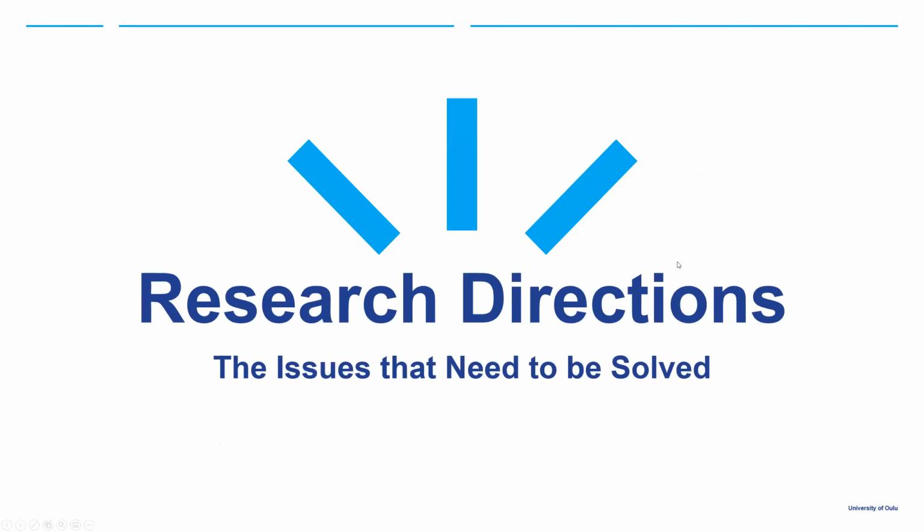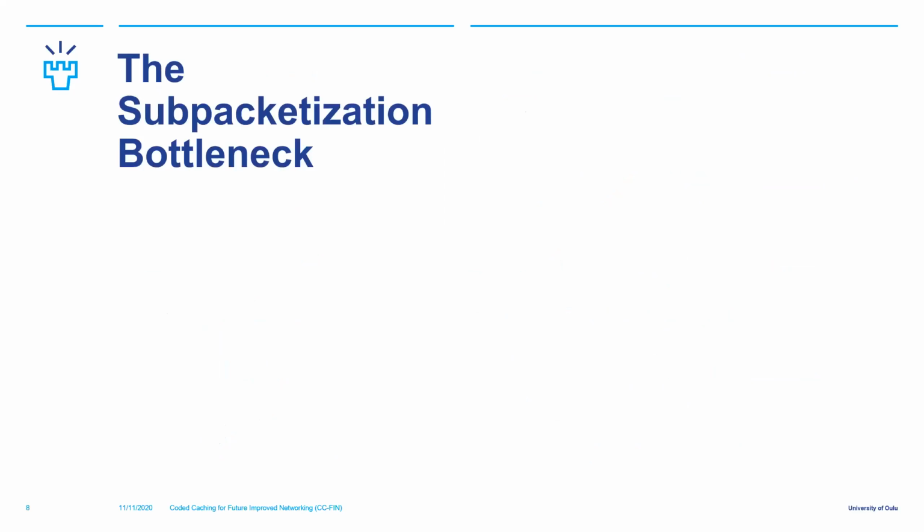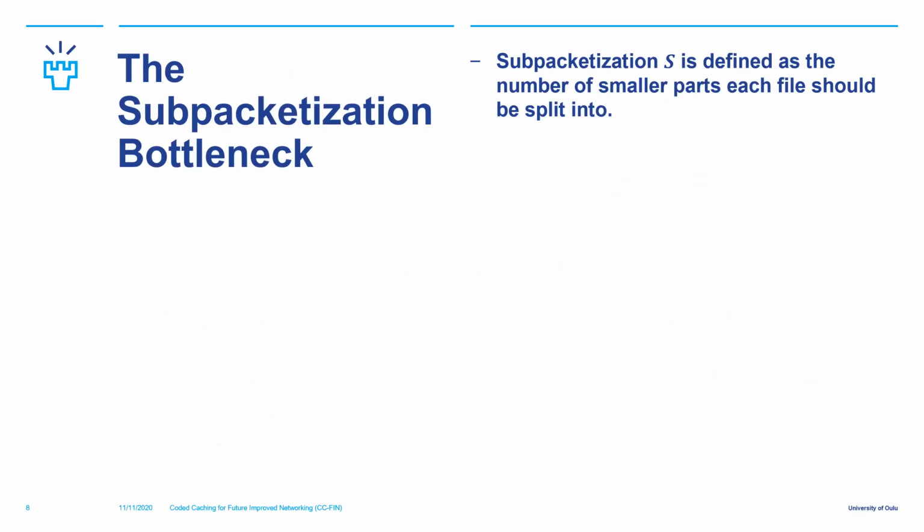Okay, so after these few examples, let's discuss some research directions, what we are working on, and some other research questions that are available for coded caching. One is the subpacketization bottleneck. Subpacketization is defined as the number of smaller parts each file should be split into. For coded caching, we need to split files into smaller parts. If you recall from the first slide, we split each file, files A and B, into 2 parts. So subpacketization was 2 in that example.